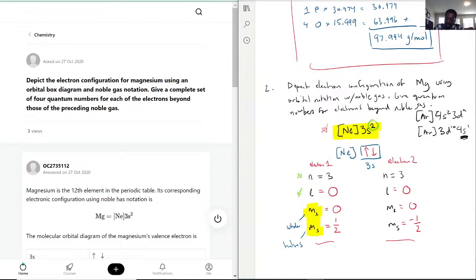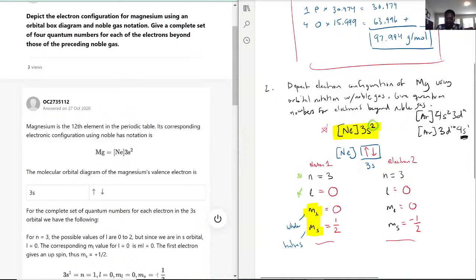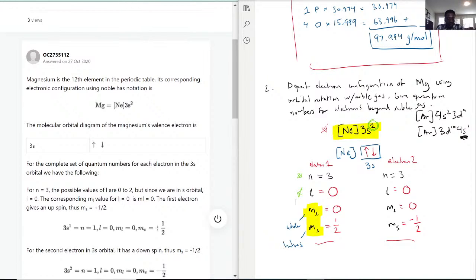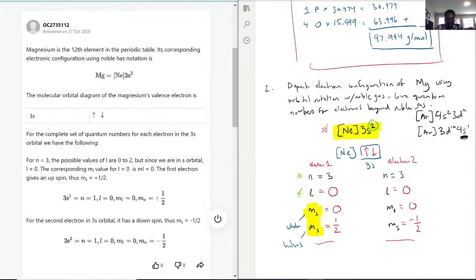And for the last one, MS tells you what spin it has, hence how we have this. So these are all the numbers. Let's see how we did officially. So exactly, electron configuration, 3s, up and down. Perfect. Okay. And let's see here what else we have. For n equals 3, possible values of L are 0 to 2. But since we're in the s orbital, L is equal to 0, exactly.